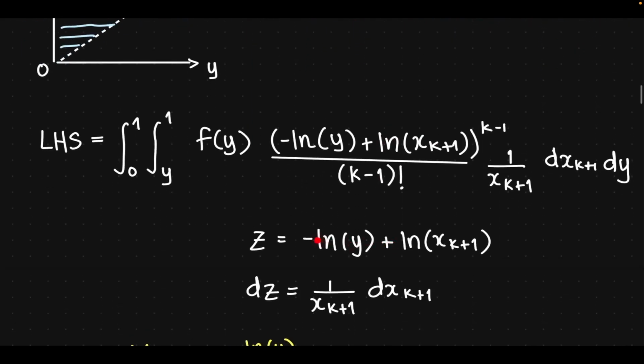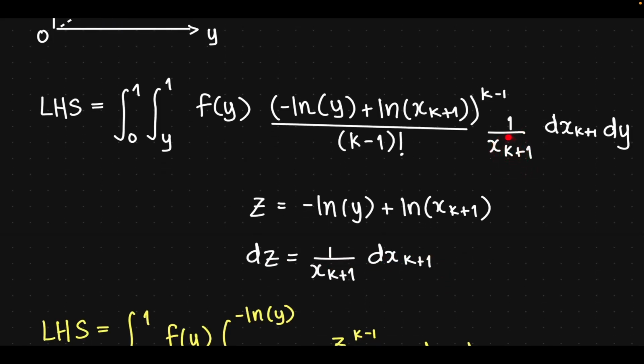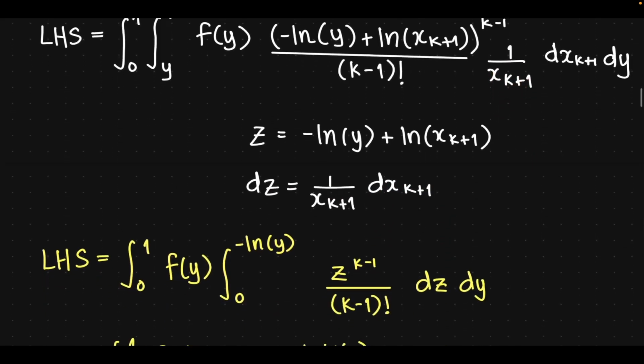This is probably unnecessary for the experienced viewer, but I'm still changing variables. Z equals minus ln y plus ln x_{k+1}, which is the term being raised to the k minus 1 power. dz will then become 1 over x_{k+1} dx_{k+1}, which is just the factor that was hanging out there all alone. So the left hand side is integral 0 to 1 f of y, integral 0 to minus ln y, z to the k minus 1 over k minus 1 factorial dz dy.